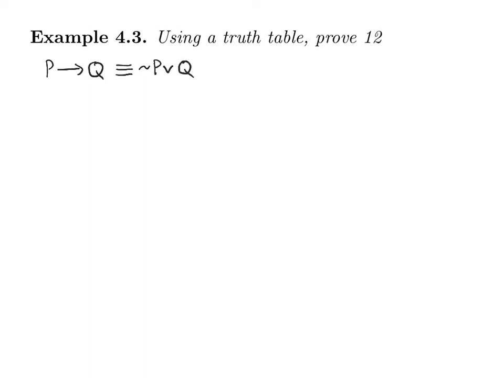This might be a good one for you guys to try by yourselves. So pause the video now and see if you can work out the truth table of both P implies Q, which is fairly easy, and not P or Q, which again is fairly easy, and show that they have the same truth values in each column. Okay, now that we're back, let's work this out. We only have 2 variables here, so this isn't going to be particularly long. That's great.